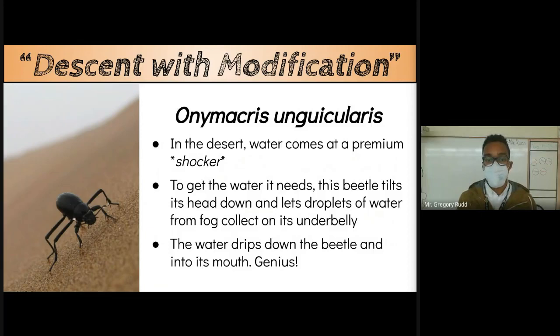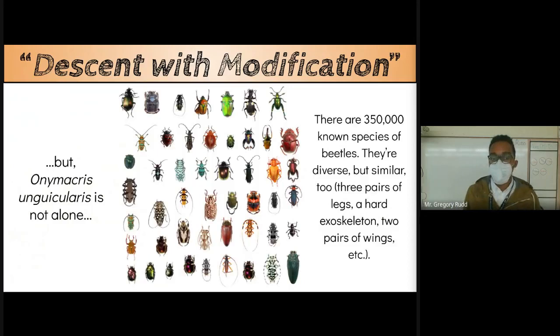So this bug is just like really any other beetle. It's not alone. There are plenty of beetles. In fact, beetles are one of the most known species or family of species in the world. There are over 350,000 known beetles, and they represent about 20% of the known species living on land. So that's a huge amount. They are extremely diverse, but they also have some shared characteristics.